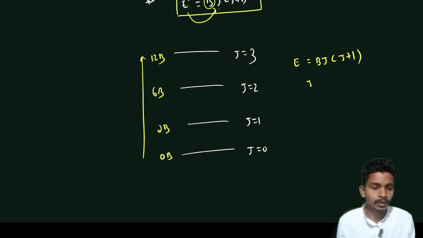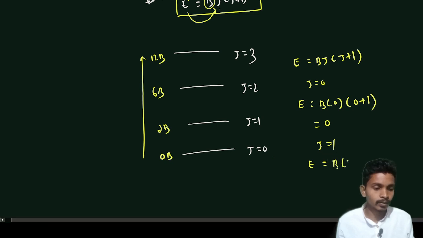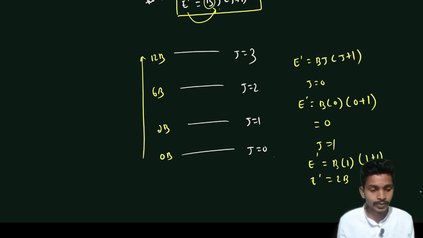So we know E dash = B J(J+1). If J equal to 0, then this is 0 times 0 plus 1, which is 0. Similarly, if J equal to 1, then it becomes B times 1 times 1 plus 1, which is 2B. This is the E dash. So we discussed these things, and these energy levels we have derived using this equation.